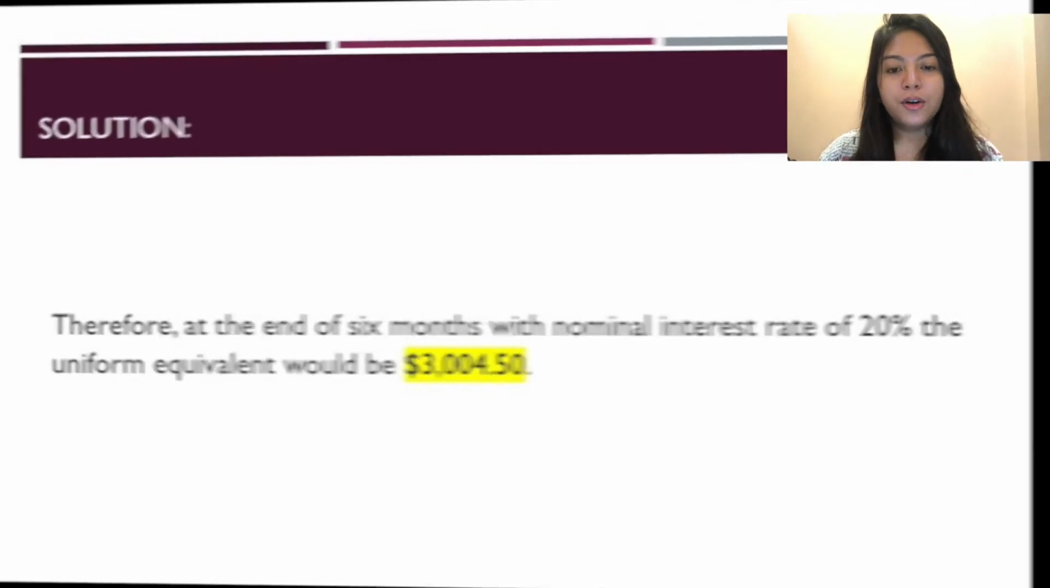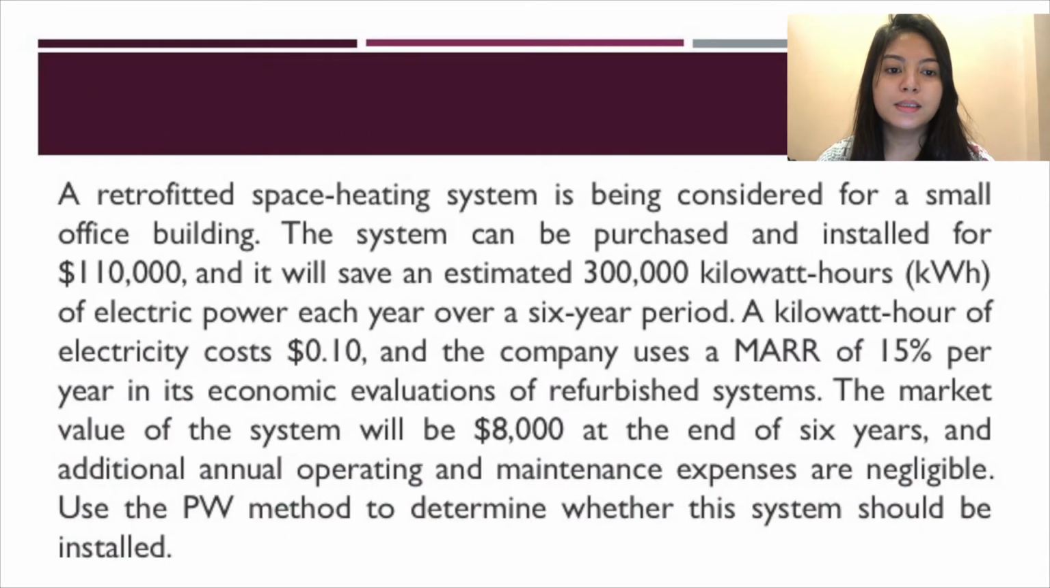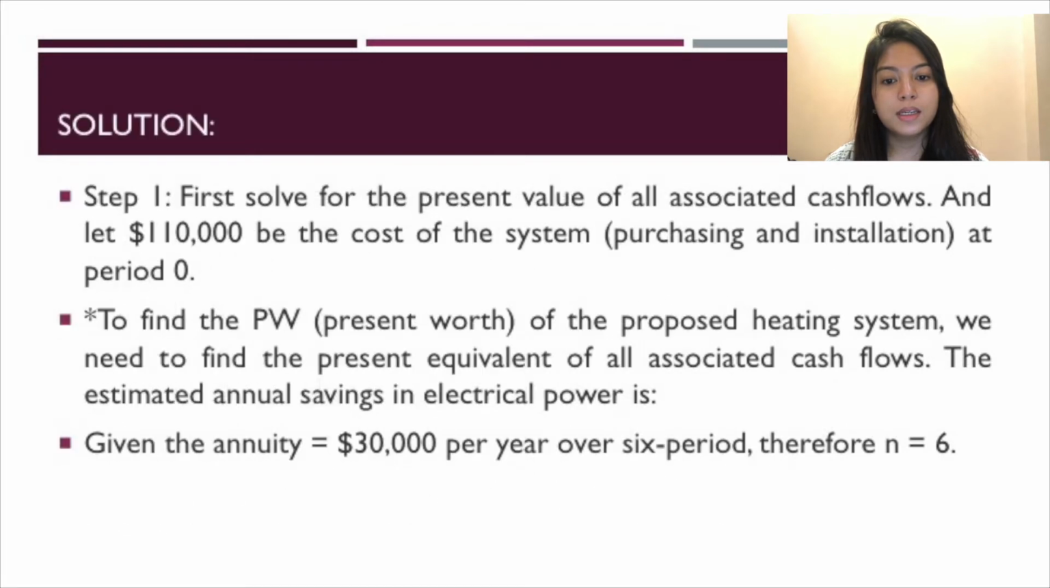Okay, now for the minimum attractive rate of return. A retrofitted space heating system is being considered for a small office building. The system can be purchased and installed for $110,000, and it will save an estimated 300,000 kilowatt hours of electric power each year over a 6-year period. A kilowatt hour of electricity costs 10 cents, and the company uses an MARR of 15% per year in its economic evaluations of refurbished systems. The market value of the system will be $8,000 at the end of the 6 years, and additional annual operating and maintenance expenses are negligible. Use the present worth method, the PW, to determine whether the system should be installed.